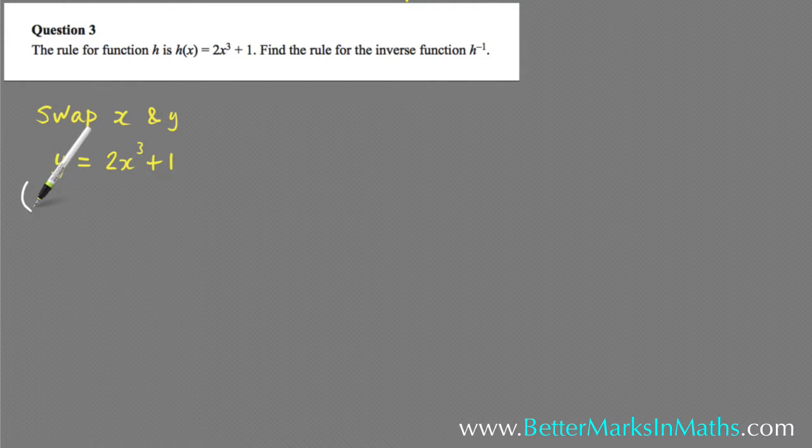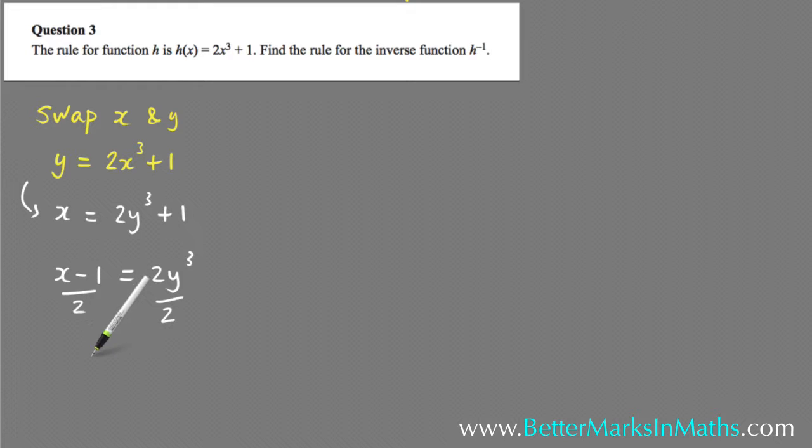So therefore you will get x equals 2y cubed plus 1, and rearrange this to make y the subject. So first step, get rid of this 1, minus 1 from both sides. x minus 1 equals 2y cubed. Divide both sides by 2 to get rid of that 2. And you have (x minus 1) on 2 equals y cubed.